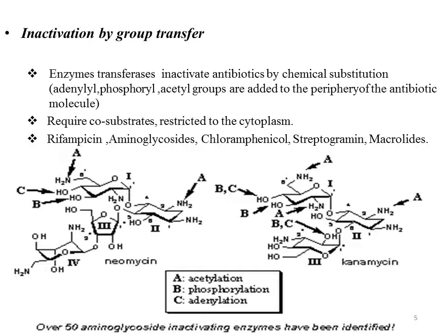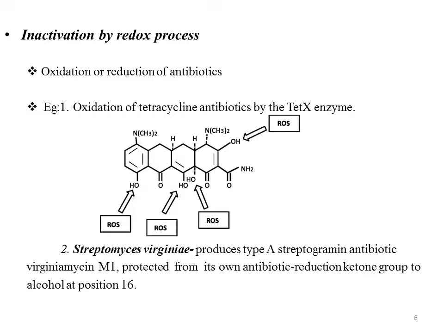Inactivation by group transfer. The enzymes transferases, which are located within the cytoplasm, inactivate antibiotics by chemical substitution, that is, the addition of adenylyl, phosphoryl, acetyl groups to the periphery of the antibiotic molecule. As these reactions recover co-substrates from the cytoplasm, these reactions are cytoplasm restricted. The antibiotics which are inactivated by group transfer include rifampicin, aminoglycosides, chloramphenicol, streptogramin and macrolides.